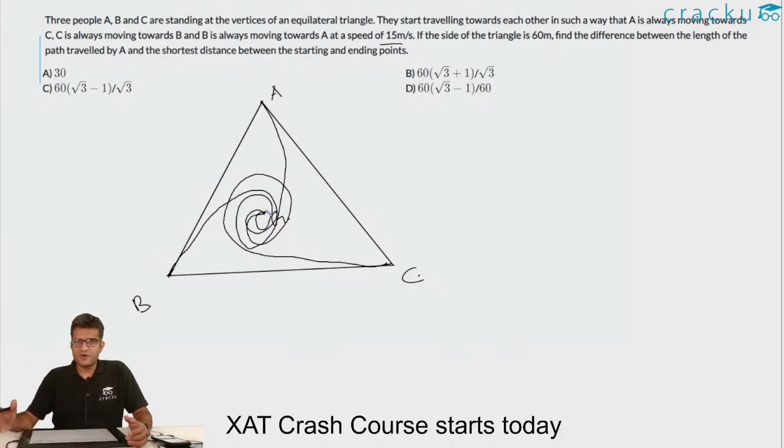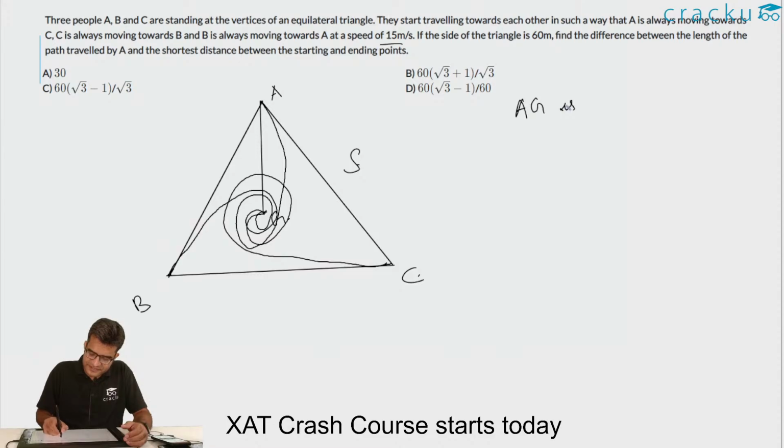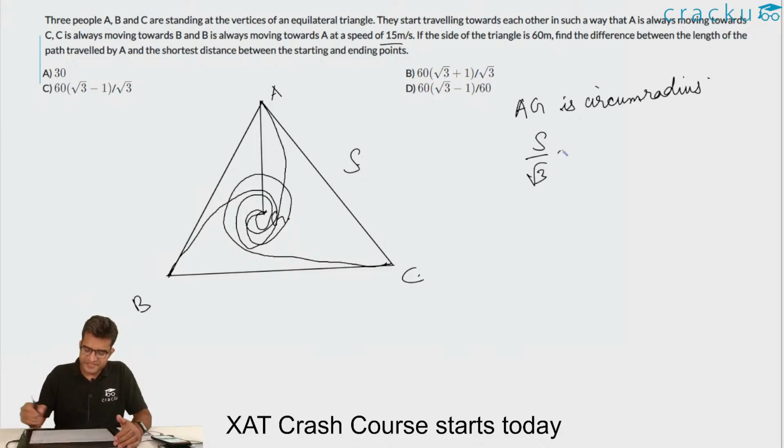First, we will calculate what is the shortest path from A to G. The shortest path from A to G is very easy to calculate. If the side of the triangle is S, the length of AG is the circumradius. The shortest path from A to G is the circumradius of the equilateral triangle. This is equal to S by root 3. That is very straightforward. That is given by a very simple formula. Now, what is the total distance of this curved line that A has followed?